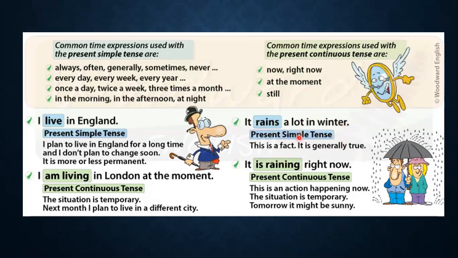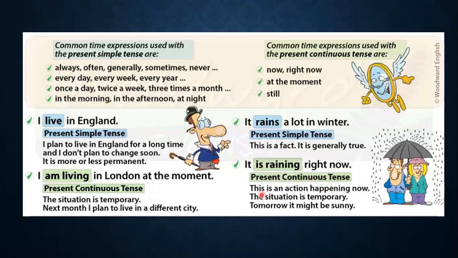Entonces, we can see the difference between this, ¿ok? Ahora, este no tiene esas expresiones, pero sabemos que en el contexto de la oración es un hecho, es una verdad, es un hecho que generalmente es verdad. Also, we have here in the present continuous tense, it is raining right now.